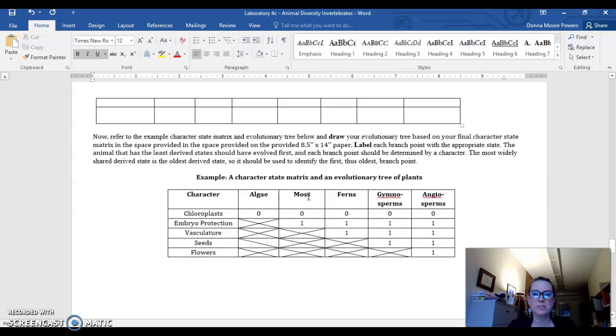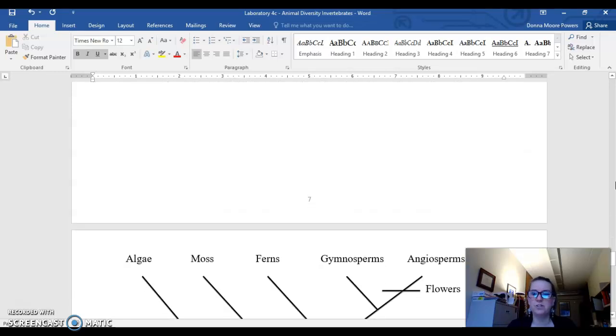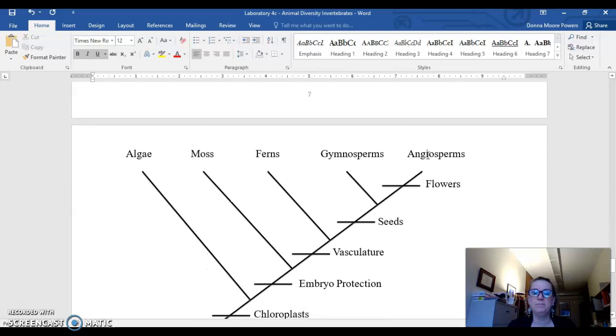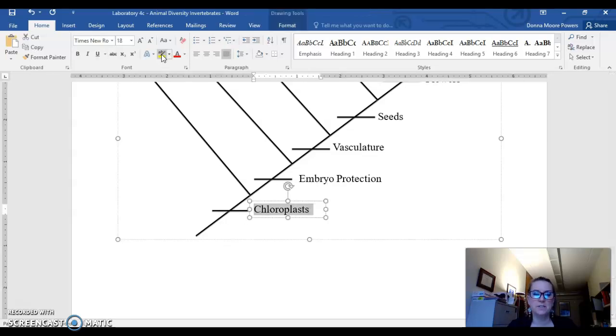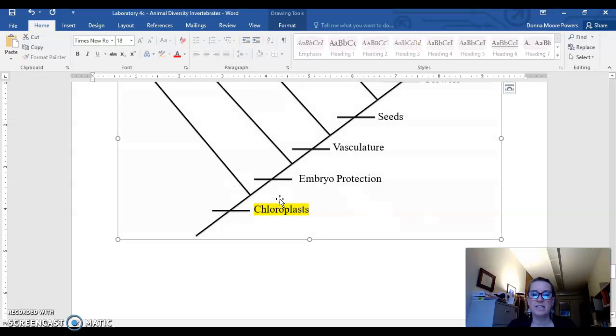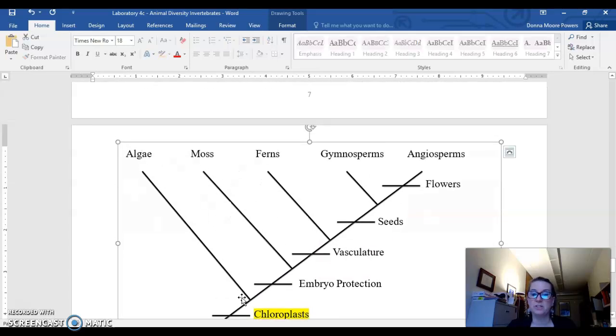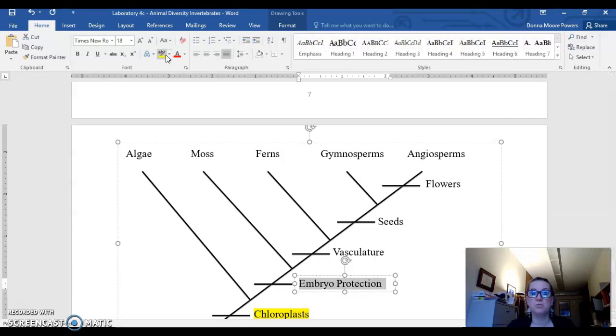And then you're going to have something that looks very similar to this character matrix for plants. And then you're going to draw out an evolutionary tree using our animal phyla. And so here you would have those phyla that you saw up above. And then here what we have is the ancestral character is at the bottom. So this is the ancestral character. And then what you see is after each group, here we have algae evolved. Then we see embryo protection is going to separate all these groups of plants from the algae. So that was a new, this is actually a derived character.